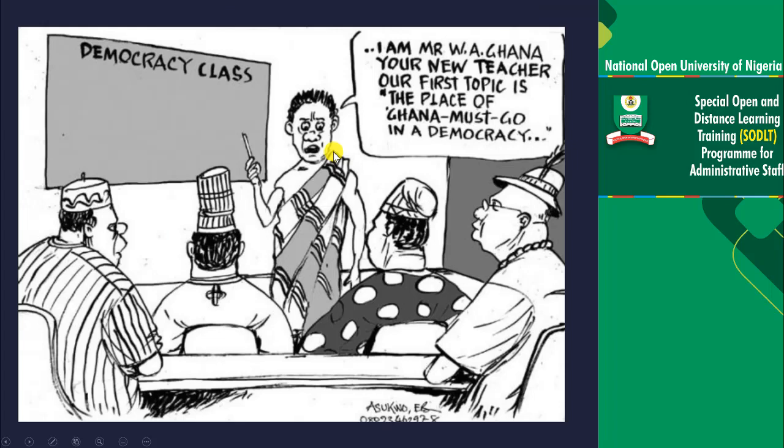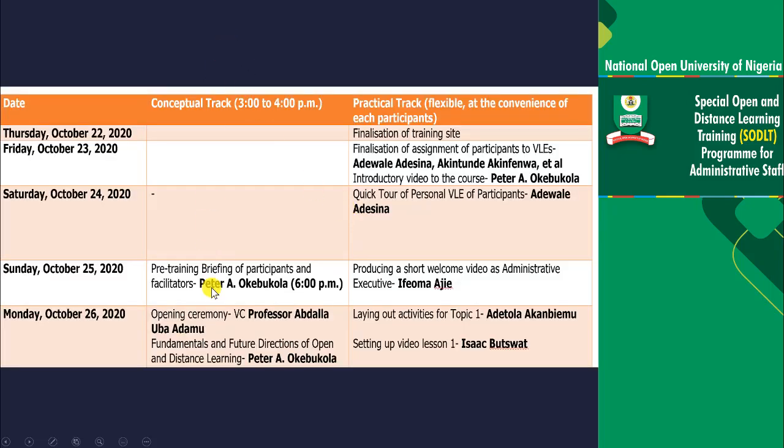Now, we're talking about class. You see this man in the democracy class. Mr. Ghana, your new teacher. Our first topic is, I did laugh already, the place of Ghana must go in a democracy. But you see, our own class is not going to be this one. Our own class, see the thing, wonderful. Not the place of democracy, Ghana must go.